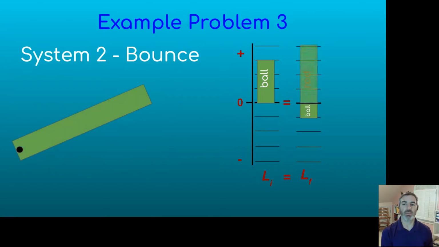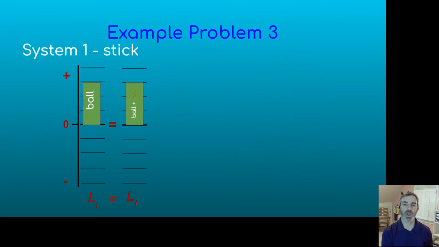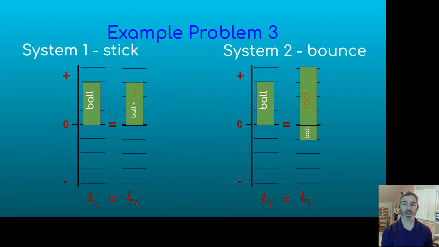Well, if we take that +4 plus the -1, that's going to give us 3. So if we compare system 1 to system 2, the stick situation versus the bounce, what we're looking at is just comparing the rod's angular momentum. We can see that the rod in the final situation for system 2 has a larger angular momentum than in system 1. Each rod was identical, so it has the same rotational inertia. That means that the angular velocity of the rod in the second situation is going to be larger than the first.